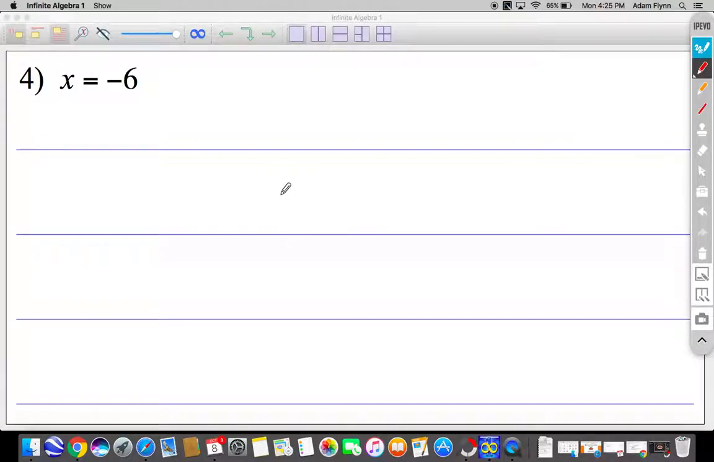Number four, x equals -6. This is actually a tricky problem. Okay, so you'll notice that this equation, it will be a line, but it has no y. Okay, when an equation has no y, we say it is in standard form.